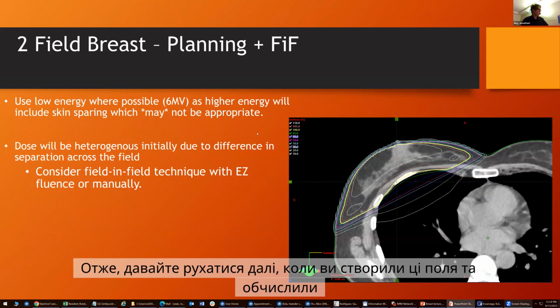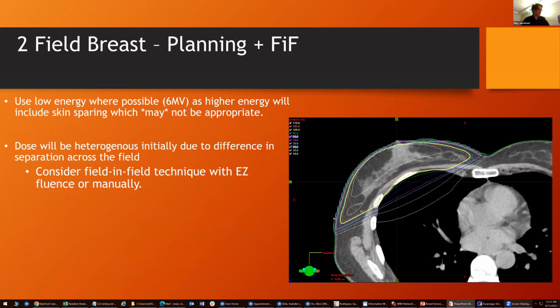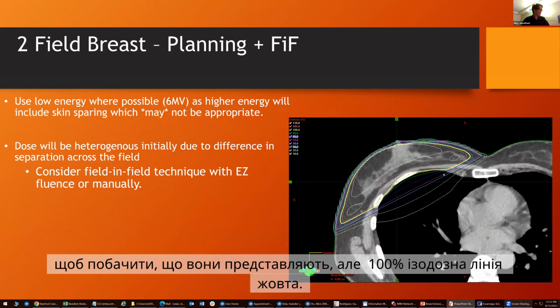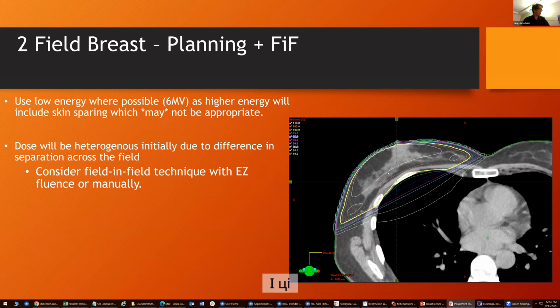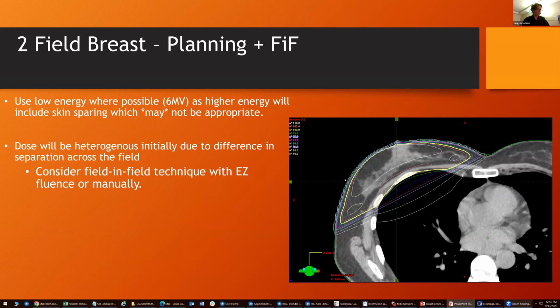So let's move on. Once you've created those fields and calculated your dose, this is what your dose distribution might look like. And one thing you may note, we have our isodose lines on in here. I'll invite you to look at the key later to see what these all represent, but our 100% isodose line is in yellow, and these lines that are inside of this are the hot spot of the plan.